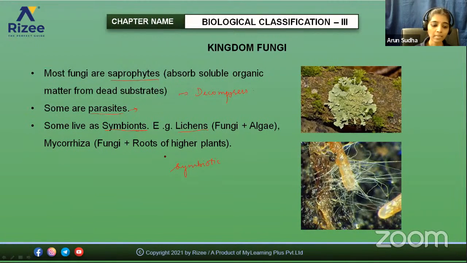Lichens and also mycorrhiza. Mycorrhiza is fungi which live on the roots of higher plants. So these two are the main examples of the symbiotic relationship of fungi. That is, they live with the algae and also in the roots of higher plants. So these are the main properties of fungi.